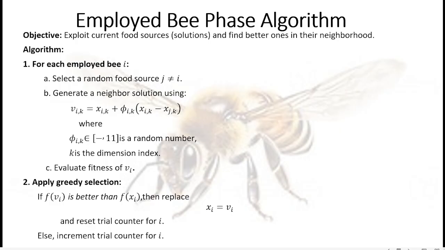Next, the fourth step, greedy selection. The fitness values of vi and xi are compared. If vi yields a better fitness value, it's accepted. Otherwise, the bee retains the original one, that is xi. This step ensures only better solutions survive to the next iteration.